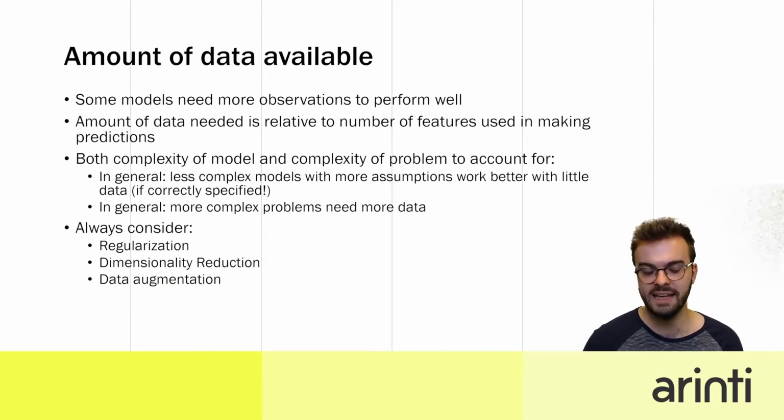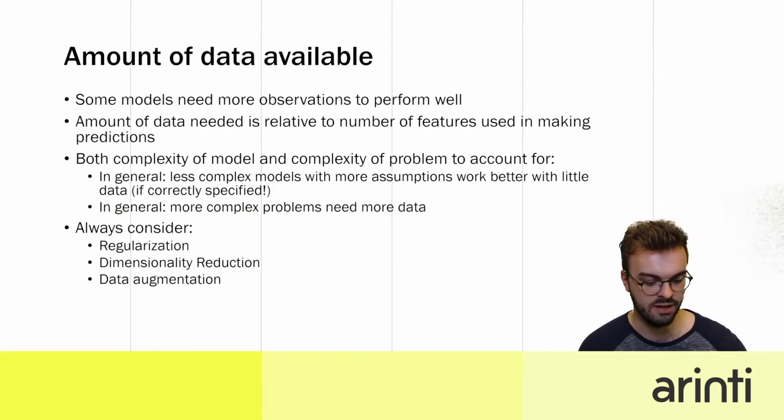So you can get more data, for example, with data augmentation, often used in image classification, where they start turning and improving the contrast on certain images to get more unique images. But you can also get more data by decreasing the number of features that you have, for example, with dimensionality reduction or regularization techniques. So less important features also become less important in the model. So relatively, you'll have more data available.